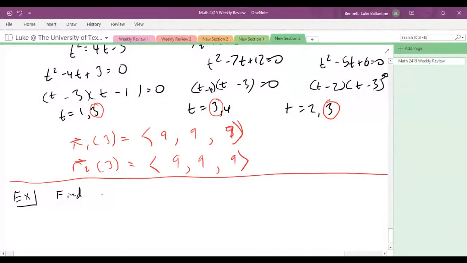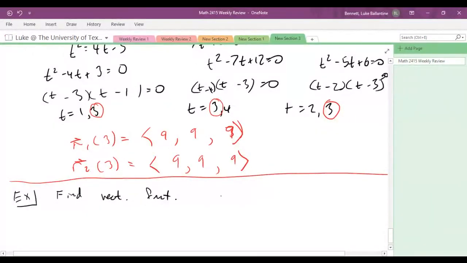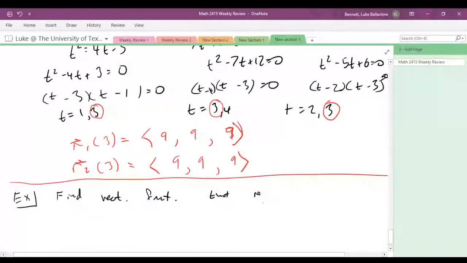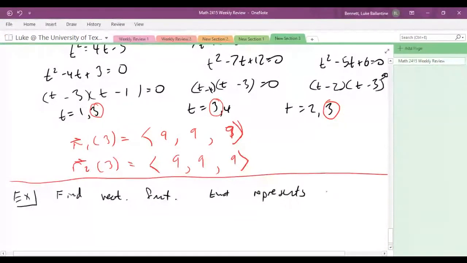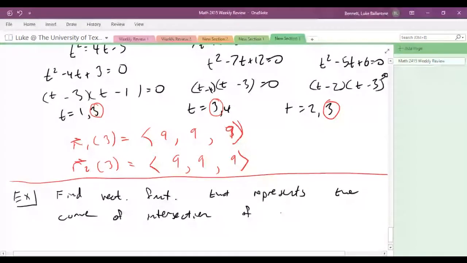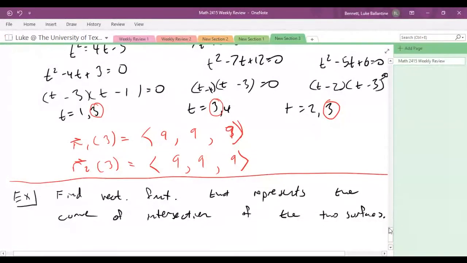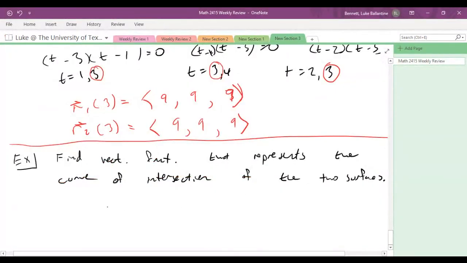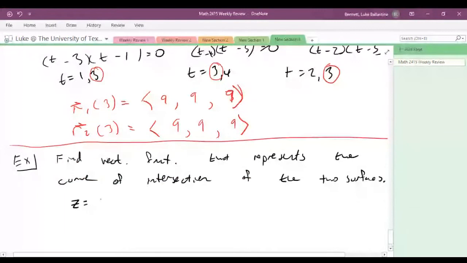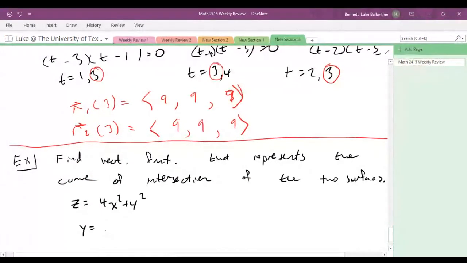So find a vector function that represents the curve of intersection of the two surfaces. And we got the surface z equals 4x squared plus y squared. And then we got y is equal to x squared.